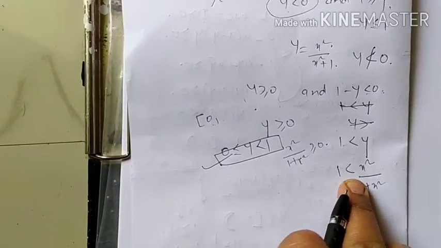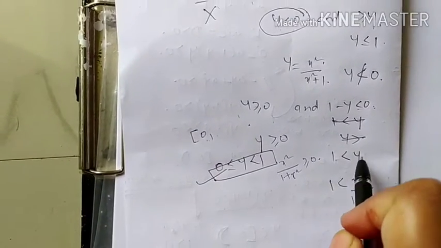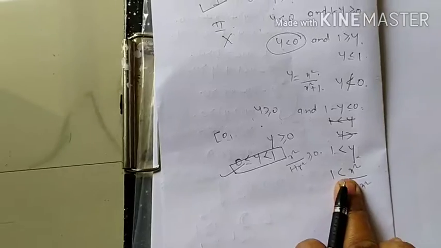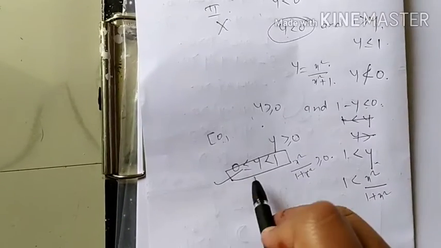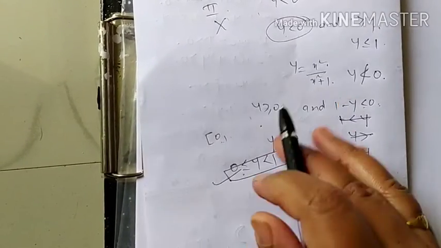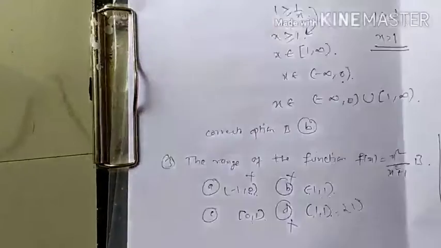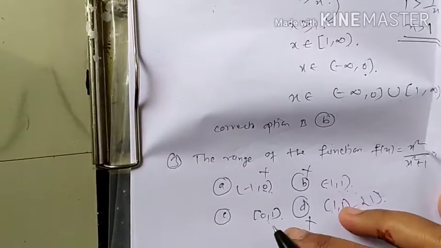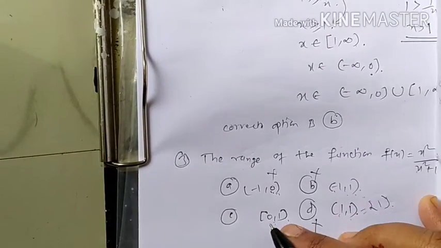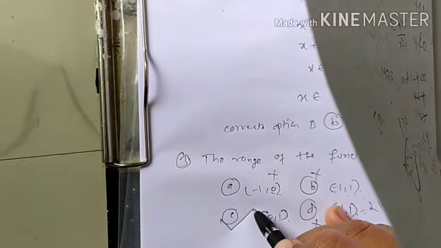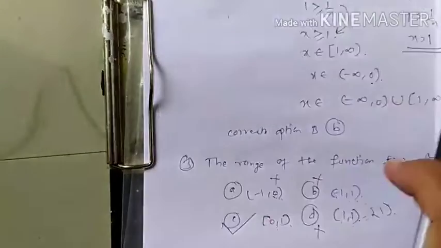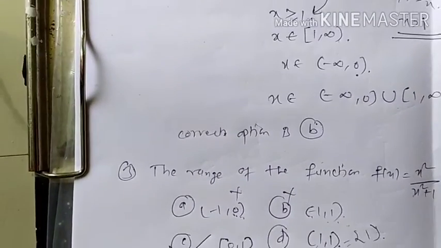See student, here this condition is not matching, that 1 is less than y means y is greater than 1, but here y is greater than or equal to 1. So wherever the option is there in which 0 is included and it starts from 0, that only we will select. So our correct option is C. Getting student? Any doubt?